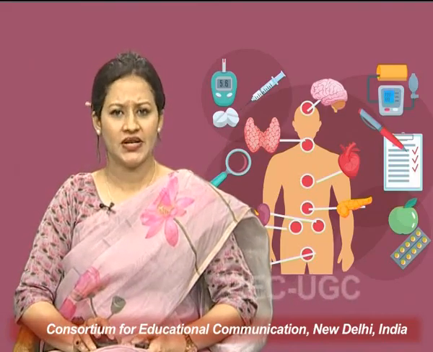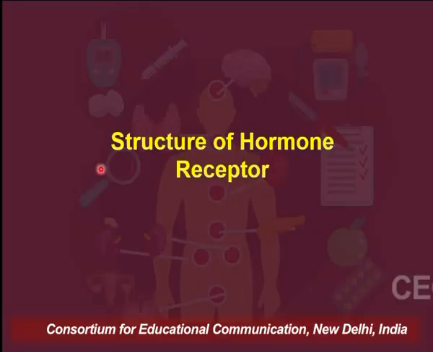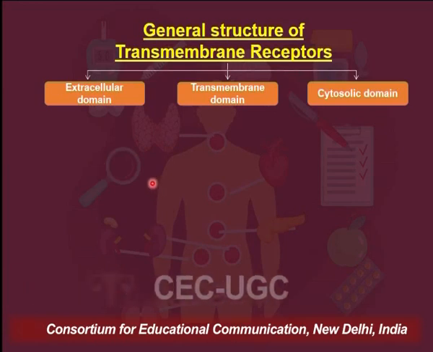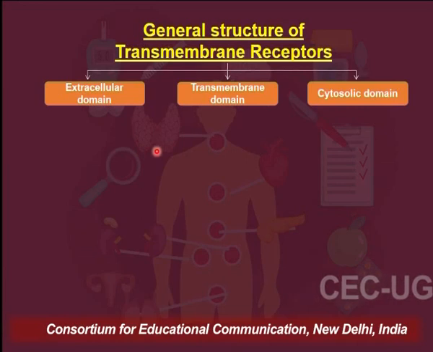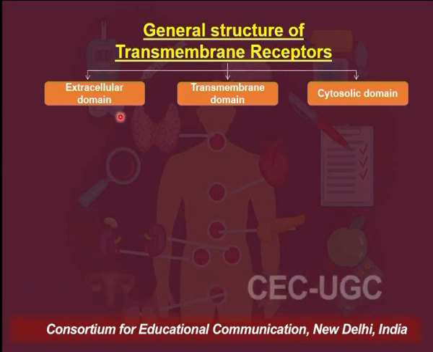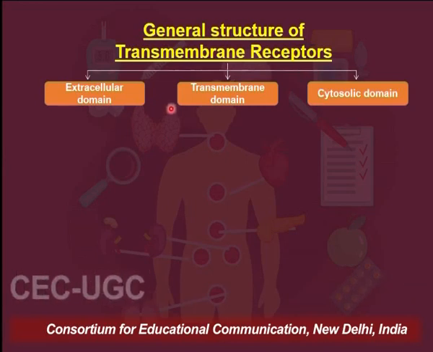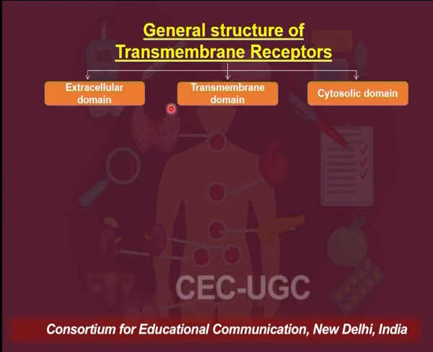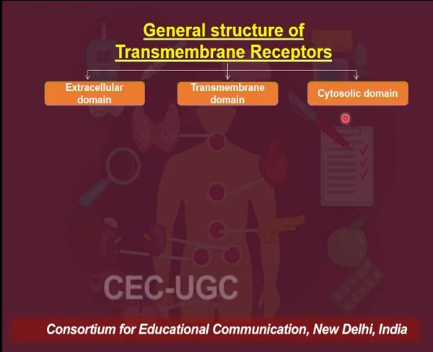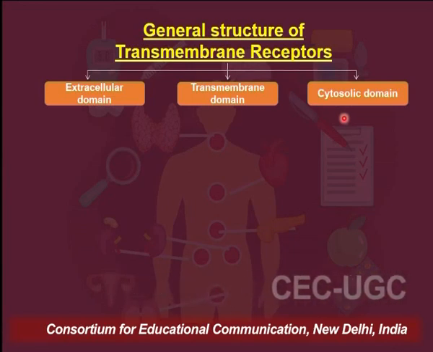So, in general, now let us see what the structure of a hormone receptor looks like. The general structure of these transmembrane receptors includes three domains. The first one is the extracellular domain, which, as the name suggests, would be lying outside the cell. It would be exposed on the outer surface. Then there is a transmembrane domain which would be present in the lipid bilayer of the cell membrane. And there is the third domain which would face towards the cytosol, and hence is named the cytosolic domain, also referred to as the intracellular domain.